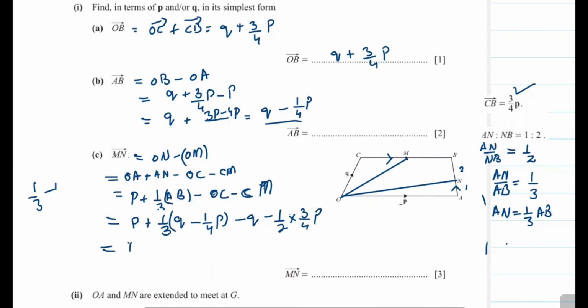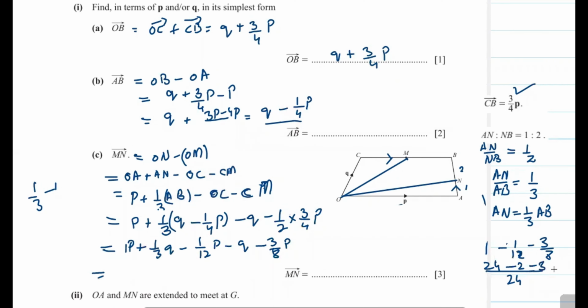P. Now you can write it as P plus 1 over 3Q minus 1 over 12P minus Q minus 3 over 8P. Now the 1P minus 1 over 12 minus 3 over 8, we see that 24 will be the LCM. We write it as 24 minus 2 minus 3. 8 3s are 24, 3 3s are 9, minus 9 minus 2. 24 minus 11 is 13 over 24. We write it 13 over 24P plus 1 over 3 minus 1, that value equal to minus 2 over 3Q. And this is the value of MN.